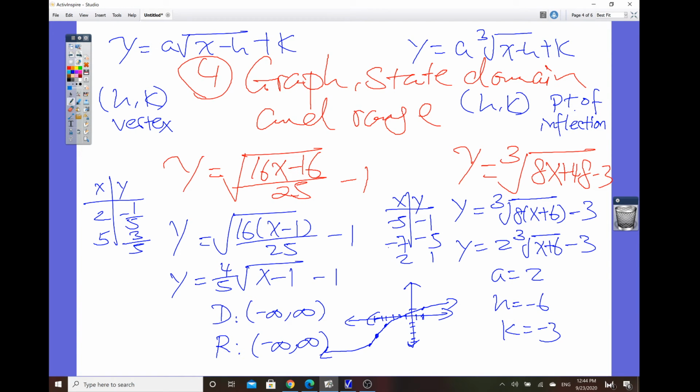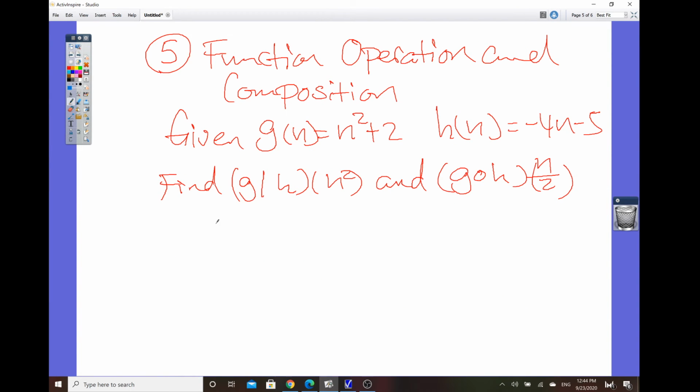Okay, so now let's see number 5, functions, operations, and compositions. Given g of n and h of n, you want to find the quotient, g over h of n squared, and then the composite function, g of h of n over 2. Anytime you see a function operation, you can always rewrite it in separated form. So once you separate it, it's g of n squared divided by h of n squared.